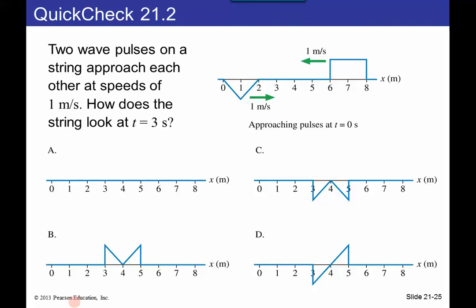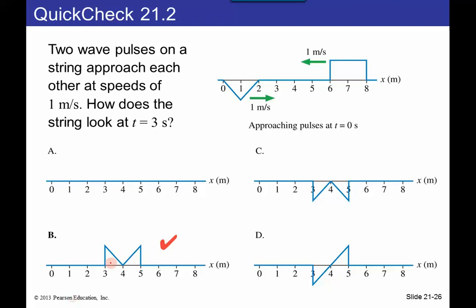So now you have this situation where you have these two pulses. They are again traveling at 1 meter per second, one to the right, the other one to the left. So how does it look at t equals 3 seconds? Take a minute. And this is the right answer right here. So you would have this one here, right? This one would have moved to right here. This one would be here, and this one would be right here. So when you add the two, you get this there.